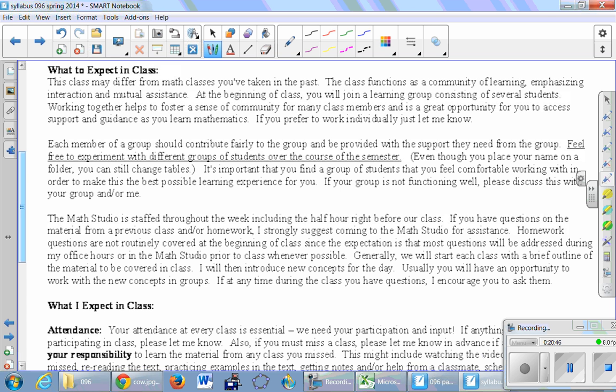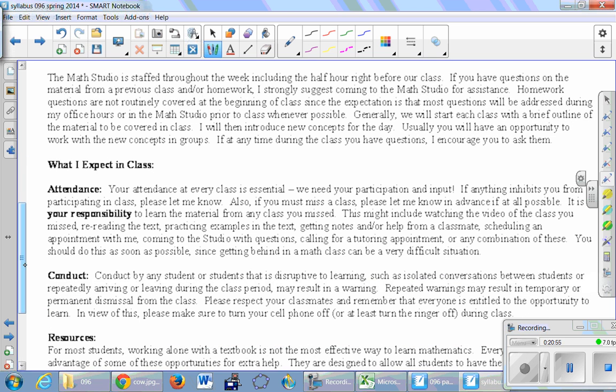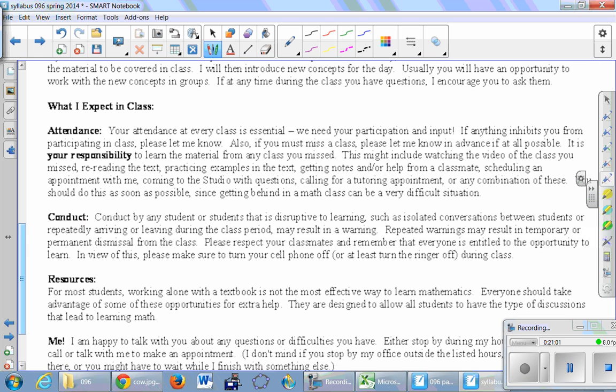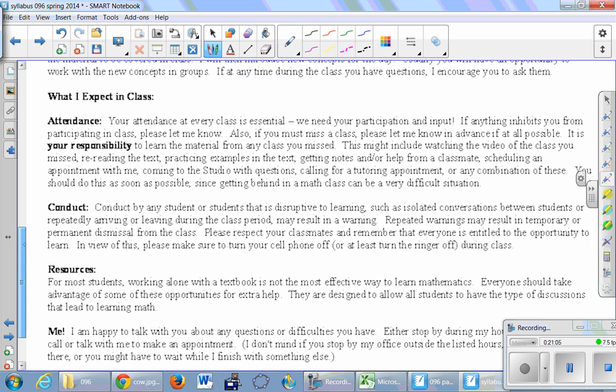If a group isn't working out for some reason, talk to your group and or talk to me. I want this to be a good experience for everybody, and I think having people work well in groups will really make that experience better for all of us. Two things that I expect: attendance and conduct. Essentially just be respectful. I'm sure we won't have any issues.